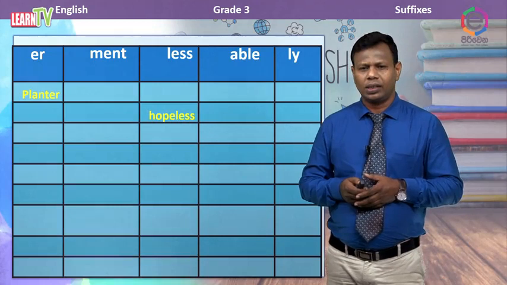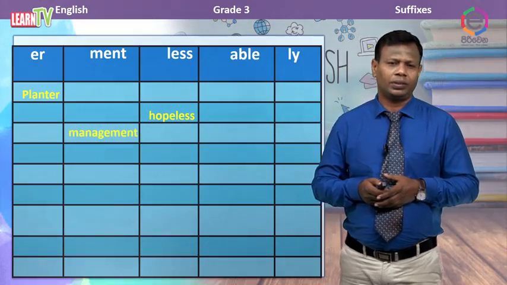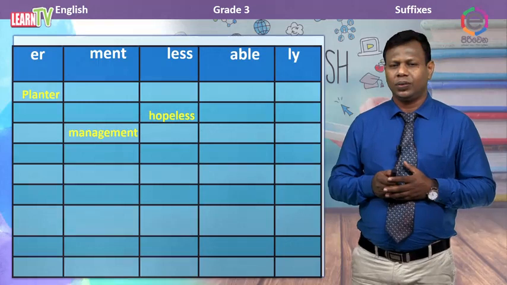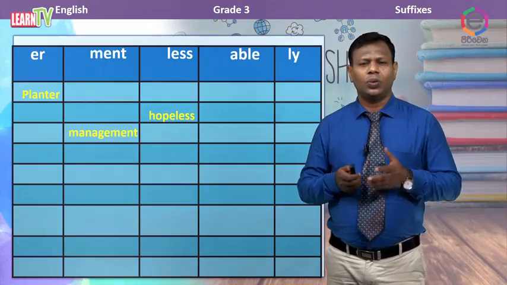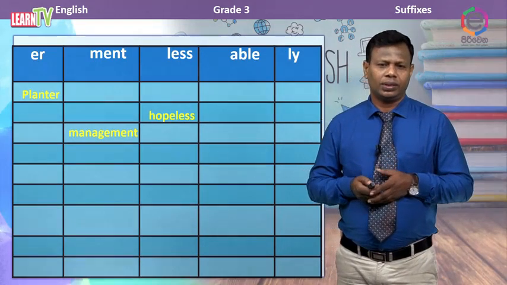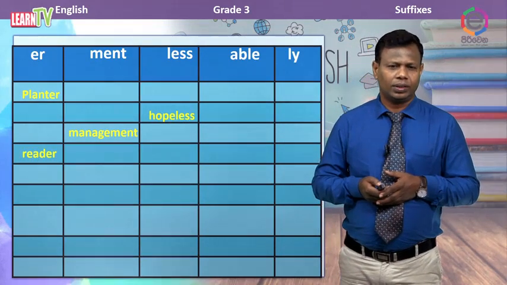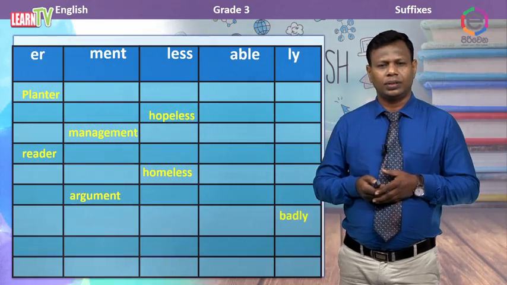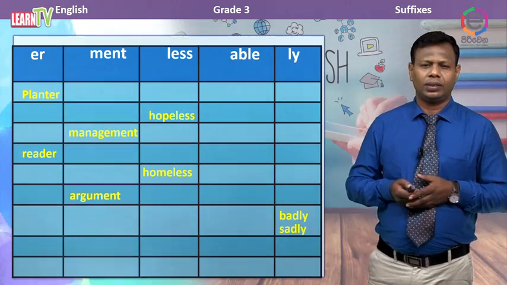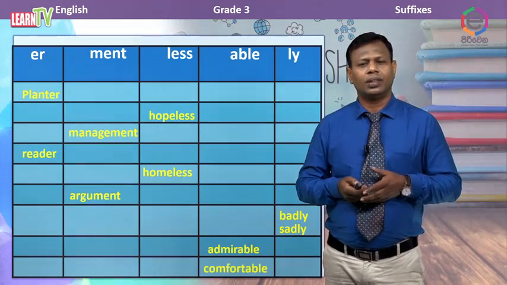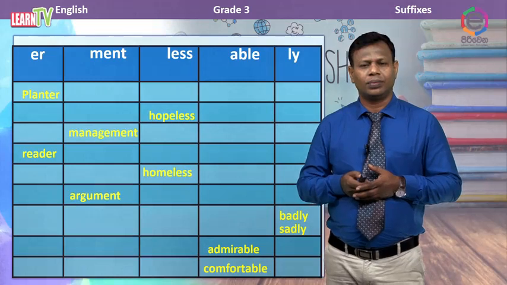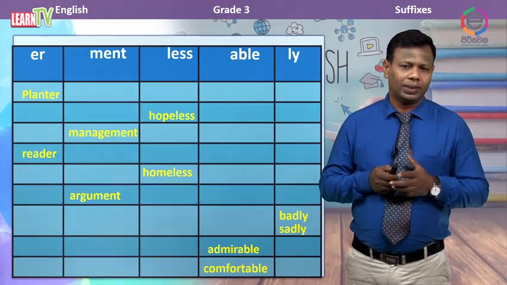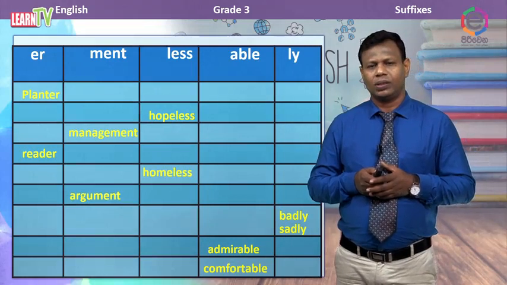Hope, with less, hopeless. Manage, with ment, management. You know now how to make words like this. Read with ER, reader. Harmless, argument, badly, sadly, admirable, comfortable. Now, I think you did that activity easily because you know suffixes.